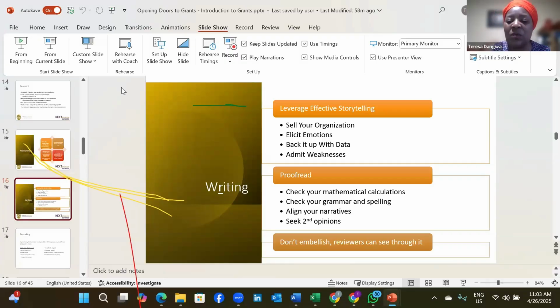Make sure you are checking the mathematical calculations on your budget. It's very, very important. If your budget does not make sense, it's one of those things that is going to be put aside and not even looked at. And make sure that your budget is aligning with your narrative. Whatever your narrative is must align with your budget and vice versa. Don't embellish, you know.